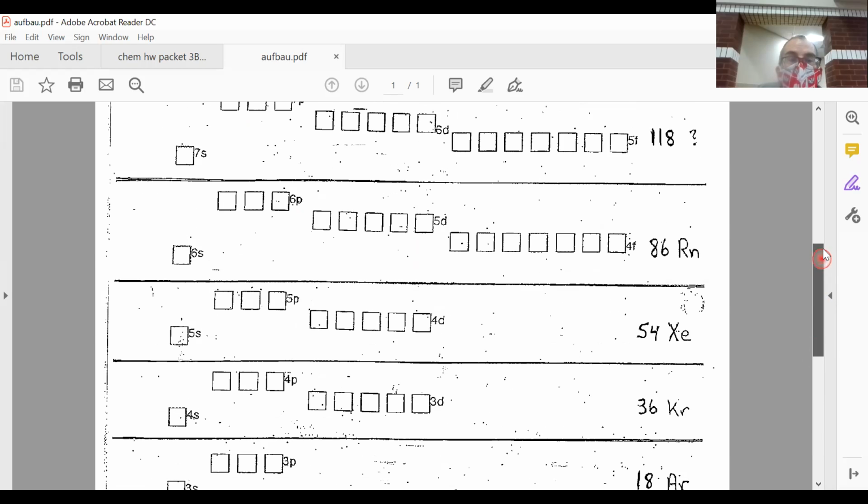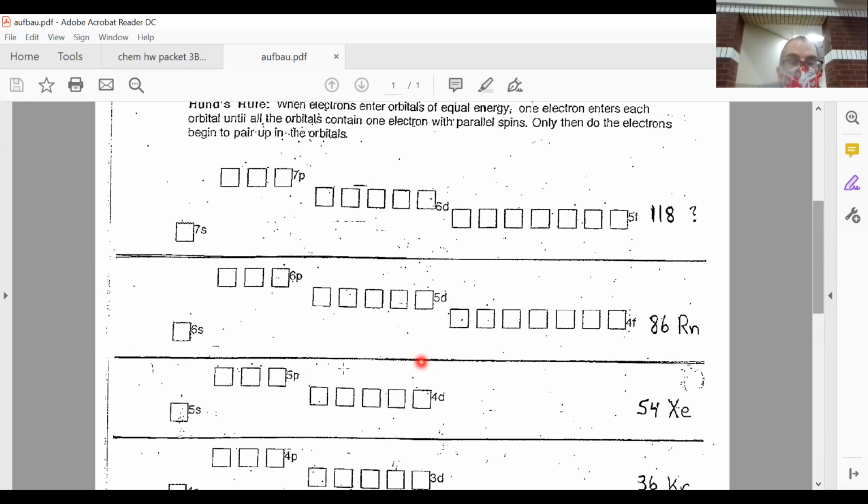Okay, when we get to the 6th and 7th shells, the 6th shell is 6s2, and then it's the 4f14, those ones on the very bottom, 5d10, 6p6, for a total of 32 electrons in the 6th shell, and then 7s2, 5f14, 6d10, and 7p6 for the 32 possible electrons in the 7th shell.